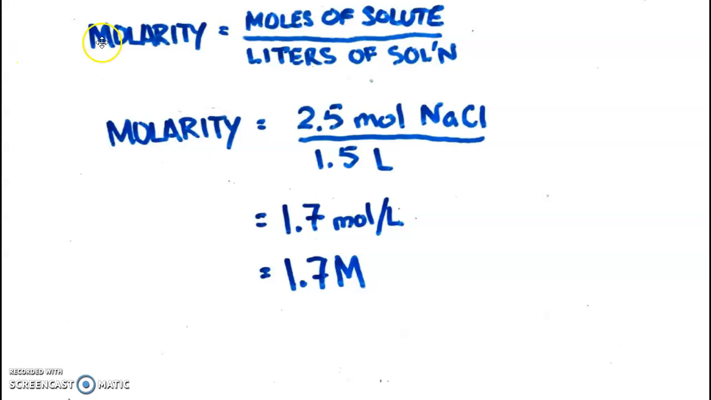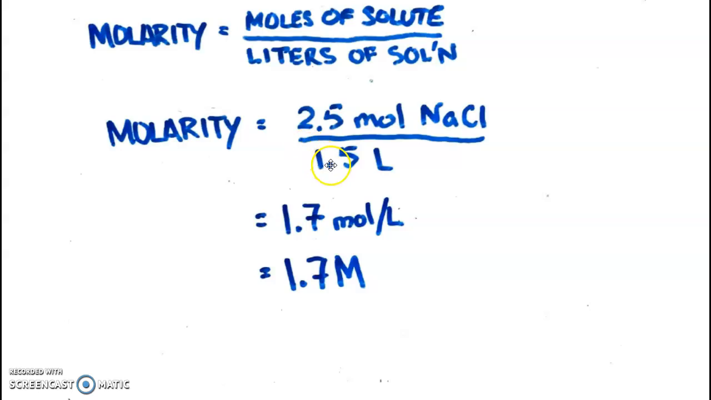So here's the formula that we find on table T. Molarity is equal to the number of moles of solute divided by the number of liters of solution. I'm going to abbreviate solution SOL apostrophe N. This is something commonly done by chemists who are too lazy to write stuff out. So using the values from the problem, the molarity is 2.5 moles of sodium chloride, that's the given amount of solute, divided by 1.5 liters, that is the given amount of solution.